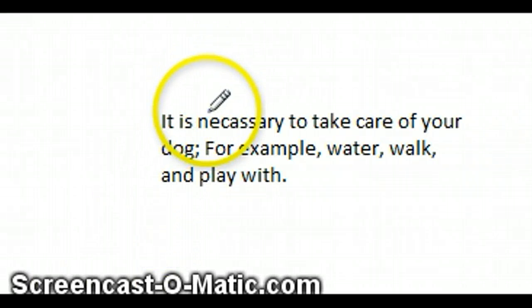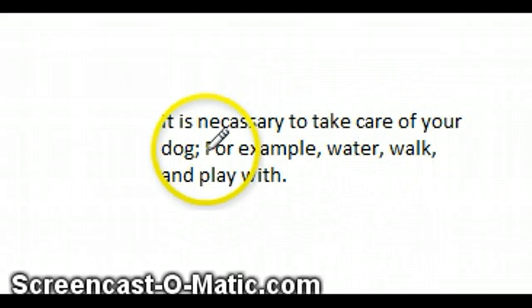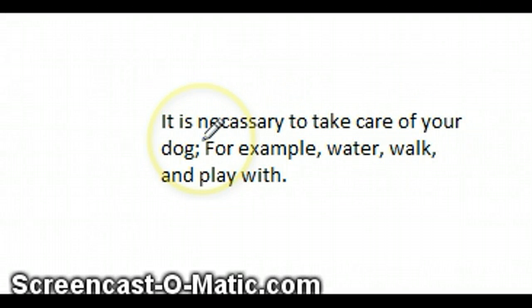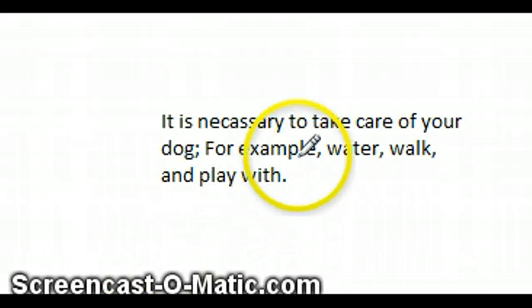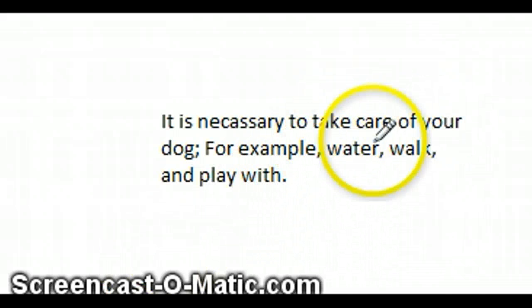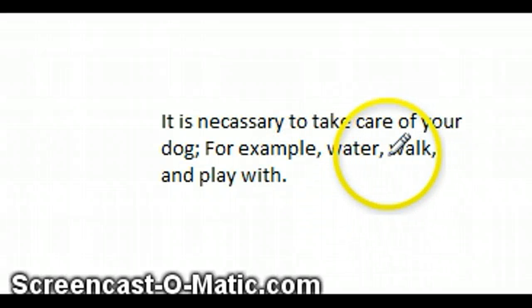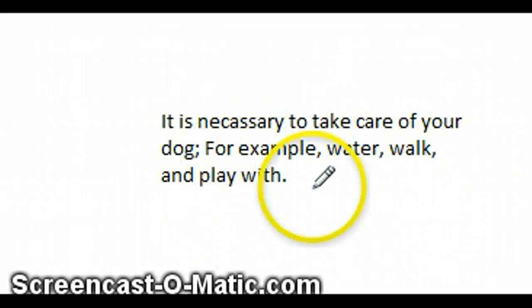In the sentence, it is necessary to take care of your dog. You would use the semicolon before the introductory word and you would place a comma after it. And you would do this because this is what you use when you are making a list after the first initial sentence.